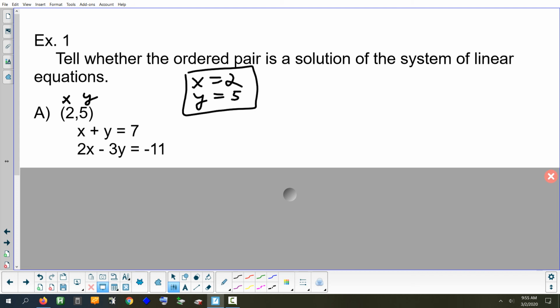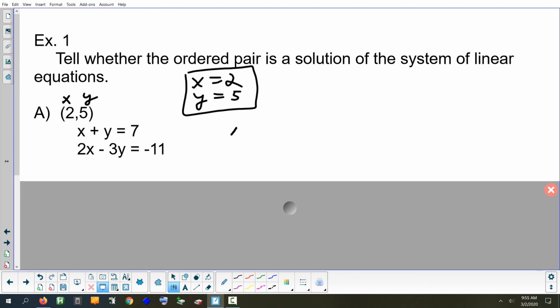All right. So, what do I have to do with the 2 and the 5 to see if they got the right answer? Plug it in. To which equation? Both. Both, exactly. We're going to do one at a time. Let's start with the first one. X plus y equals 7. Okay, so we're going to check and see if they got it right.